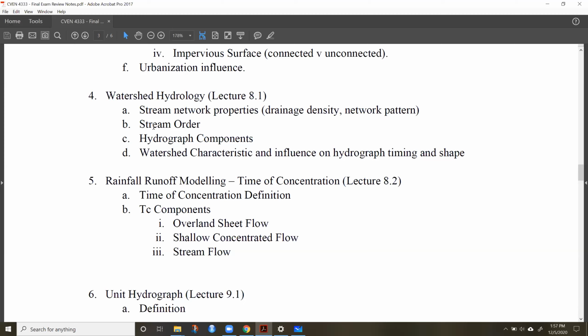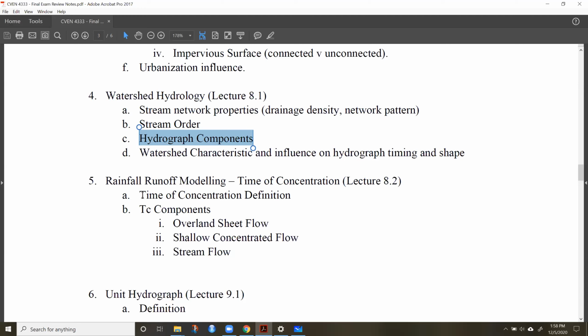As far as watershed hydrology goes, we looked at different kinds of watersheds and how that influences the runoff hydrograph. Know how water flows through a network, how drainage density and network pattern can influence the runoff characteristics of a watershed. Know the components of a hydrograph and how different kinds of watershed characteristics can influence the timing and shape of a runoff hydrograph.